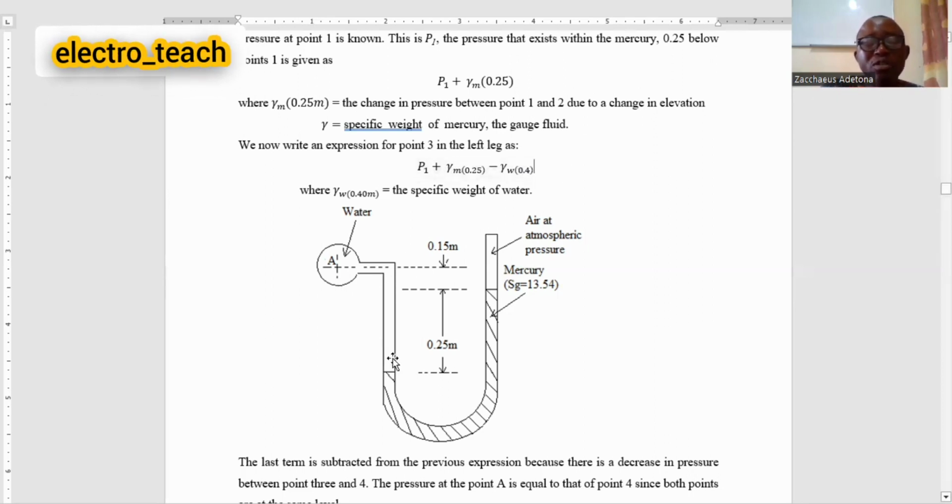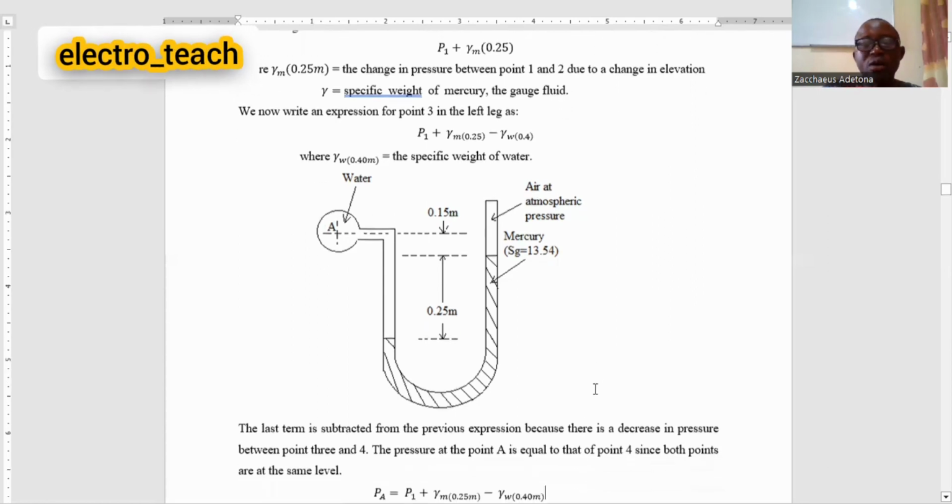Now the pressure at point 4 is the same as at point A that we are looking for, because these are the same level inside the same manometric fluid, which is water. Point 3 is below and is equivalent to point 2 because they are at the same level within the same manometric fluid, which is mercury. So point 4 is the same as point A.